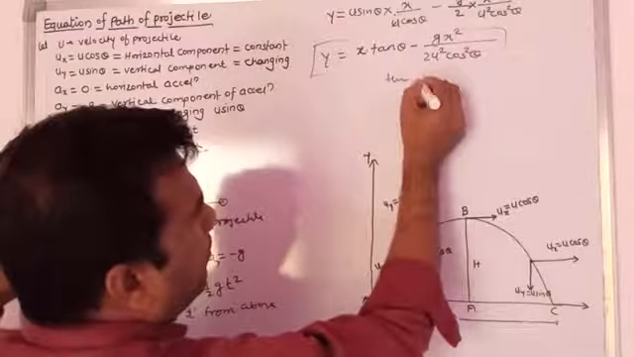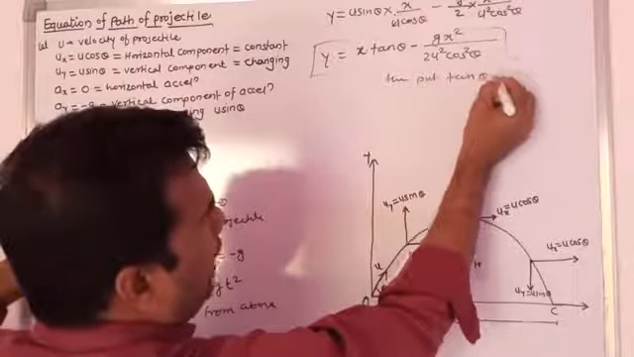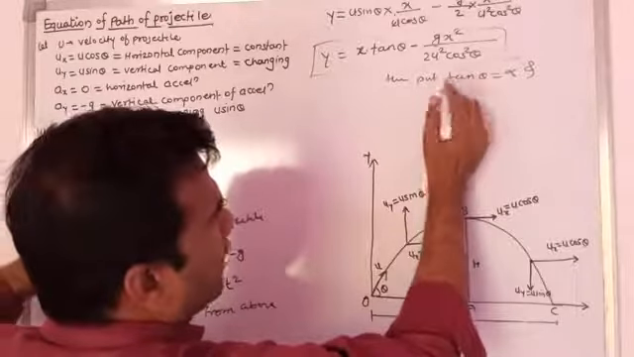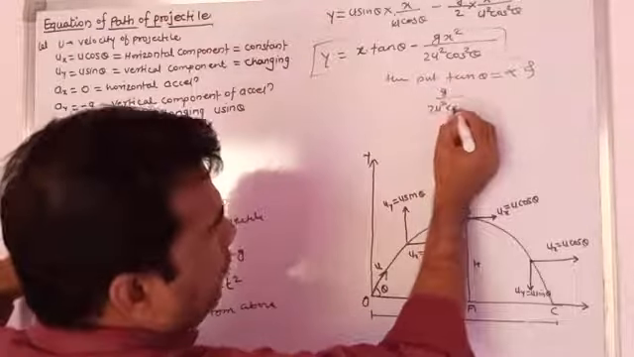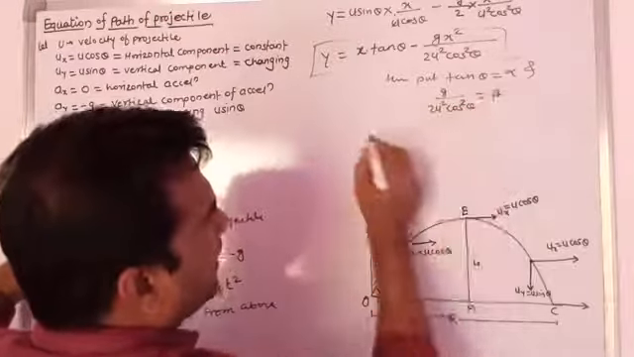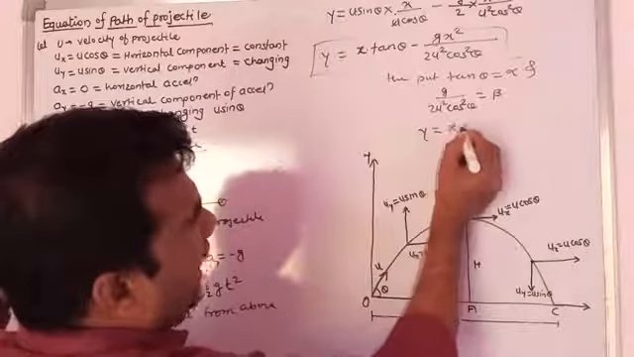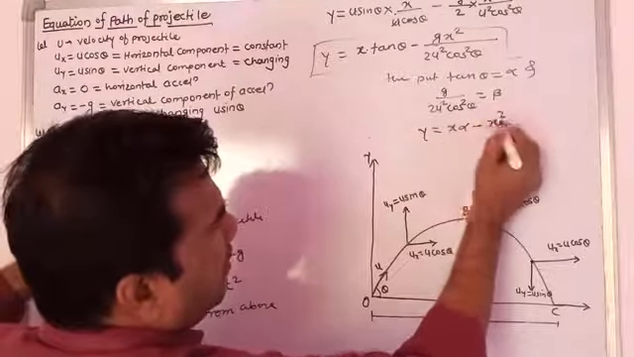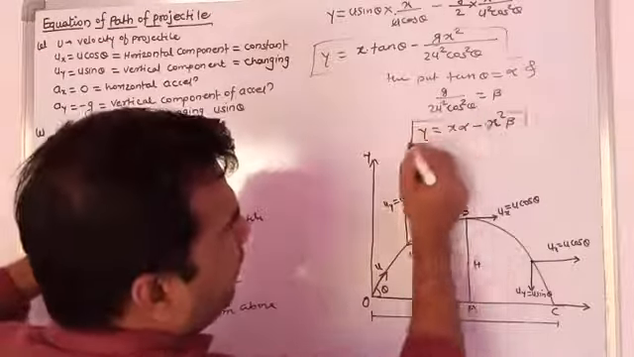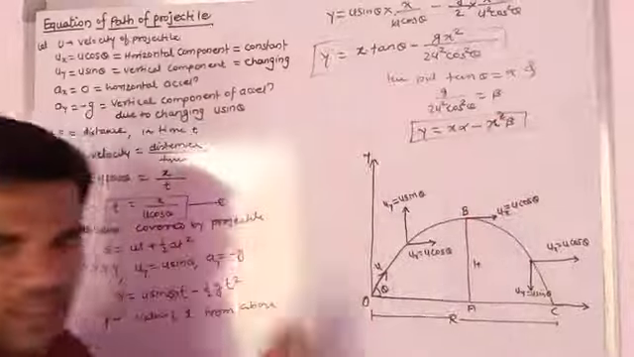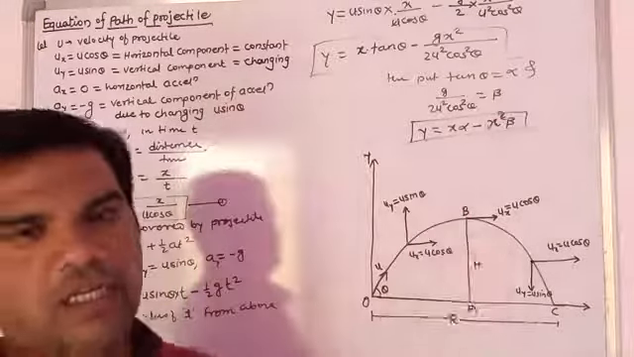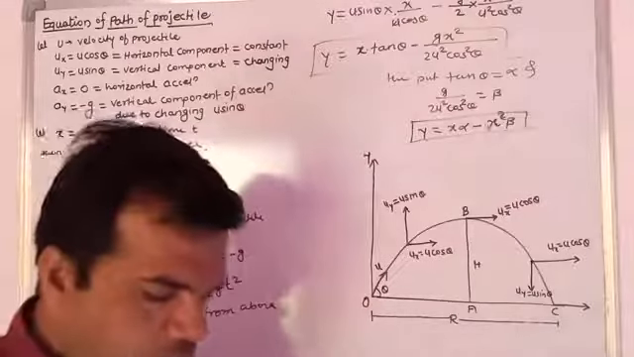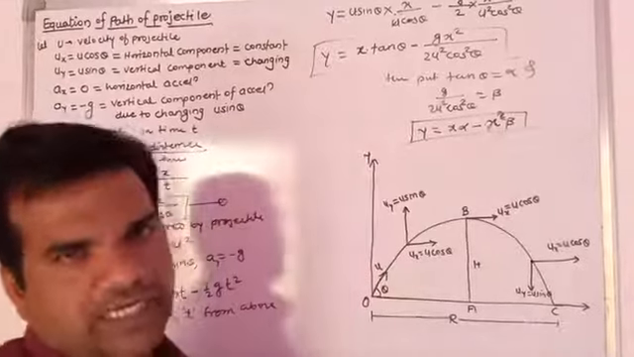Now here put tan theta is equal to alpha and g upon twice u square cos square theta is equal to beta. Then the equation can be written as y is equal to x alpha minus x square beta, and this is the equation of parabola. This is the trajectory and this trajectory is like a parabola. This is the equation of path of projectile, and then we have to derive the formula for time of flight and define time of flight.